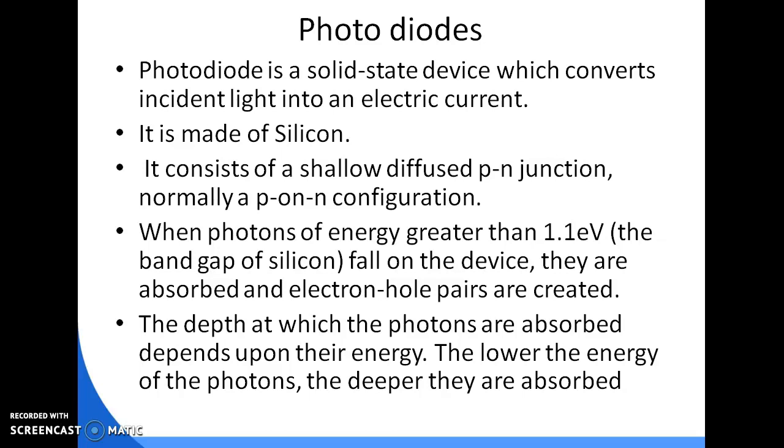When photons of energy greater than 1.1 eV, or electron volt, fall on the device, they are absorbed and electron-hole pairs are created. The depth at which the photons are absorbed depends upon their energy. The lower the energy of the photons, the deeper they are absorbed. Means lower energy photons will be absorbed at more depth, and the high energy photons will be absorbed at less depth.